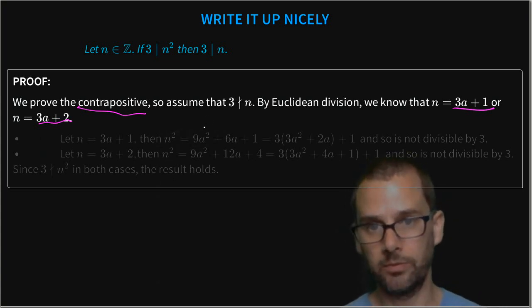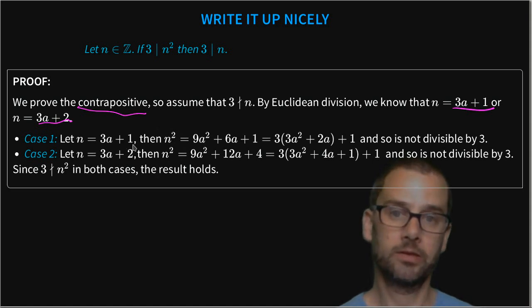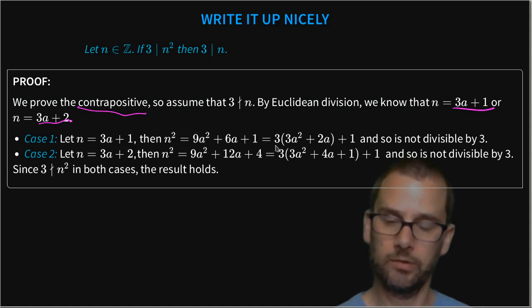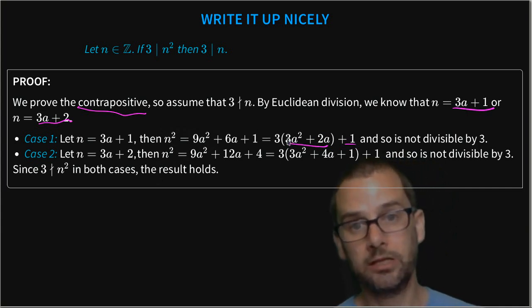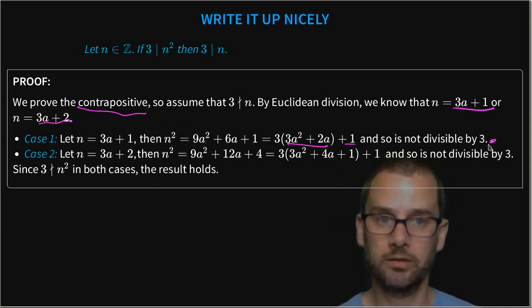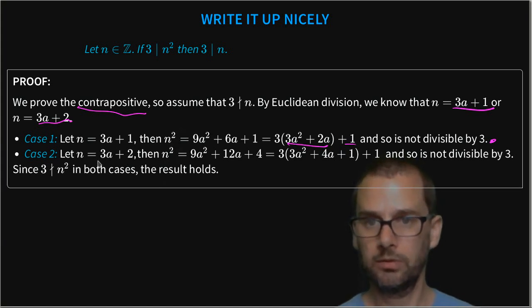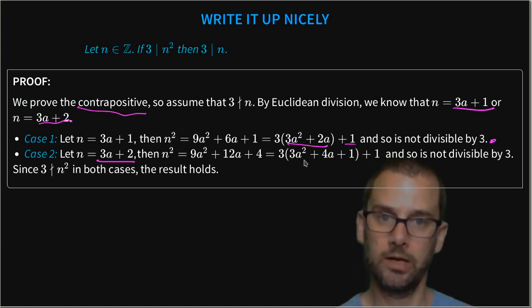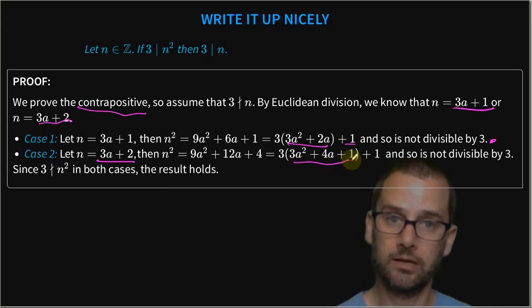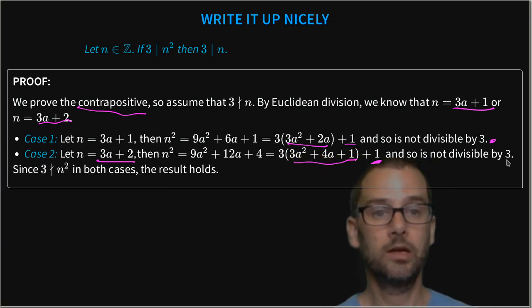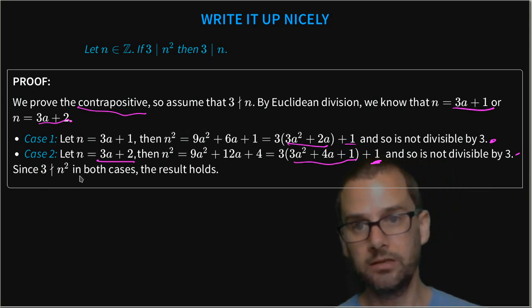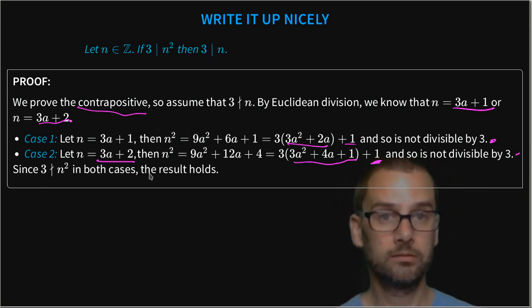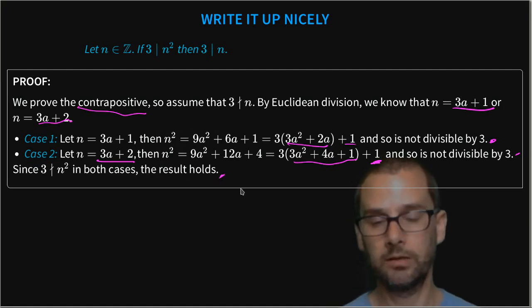Okay? So now we do case 1, n is 3a plus 1, so n squared is this, which is 3 times something plus 1, and so because I've written it as 3 times an integer plus 1, it's not divisible by 3. Case 2, n is 3a plus 2, n squared, compute things out. Again, I can write it as 3 times something plus 1, so again, it's not divisible by 3. Since 3 doesn't divide n squared in either case, the result holds, and we're done. Okay, I'm going to stop there.